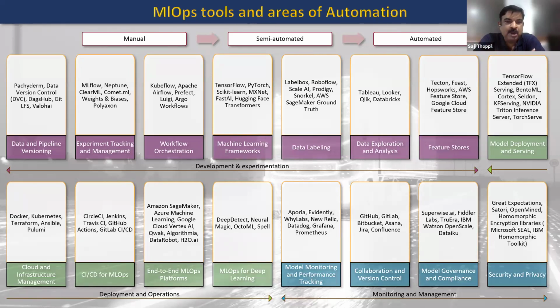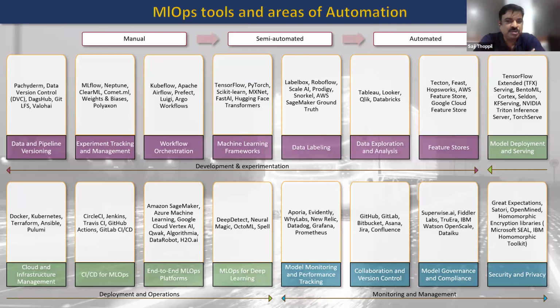Then there are MLOps-specific tools available, which address certain aspects of MLOps, specifically for the deep learning areas. Then you have model monitoring. So how are the KPIs performing? For example, it is supposed to deliver so much inferencing per second.